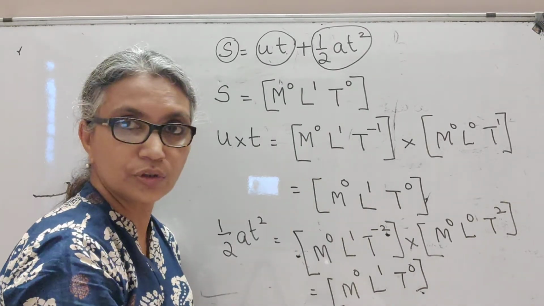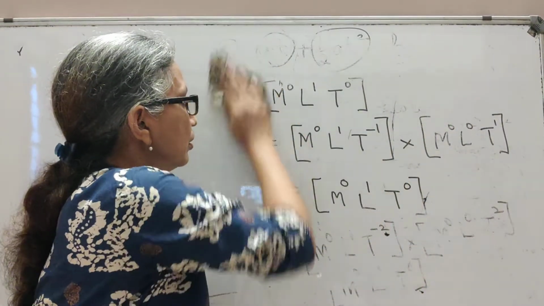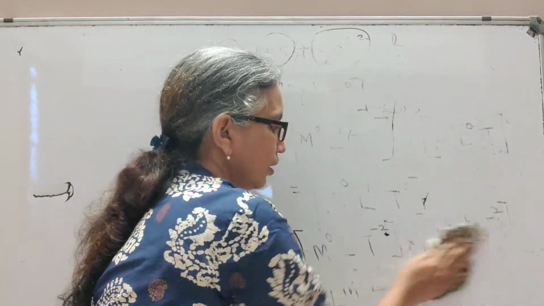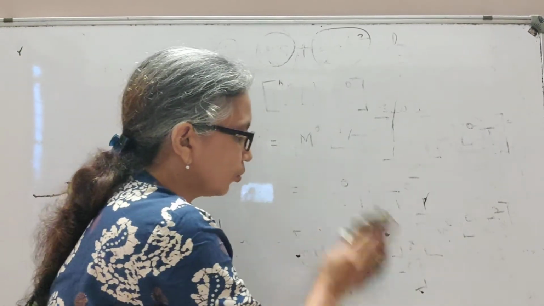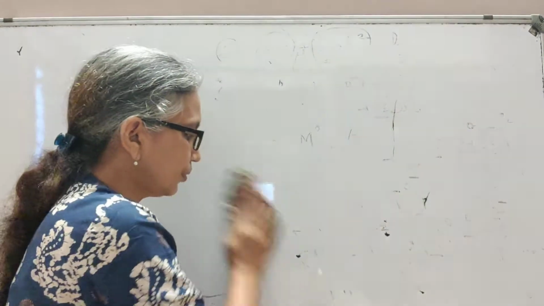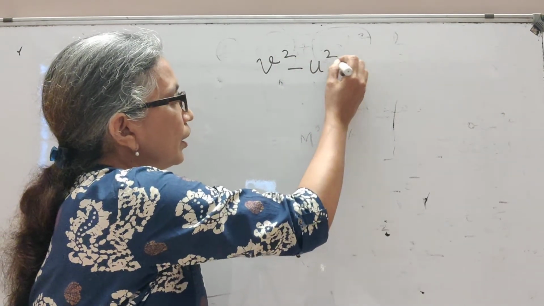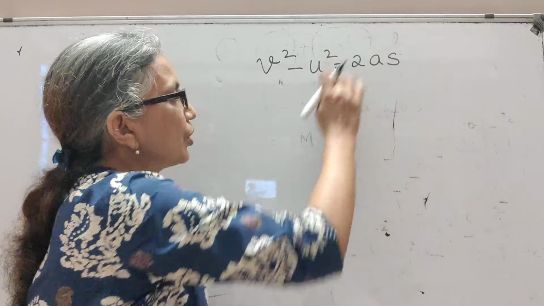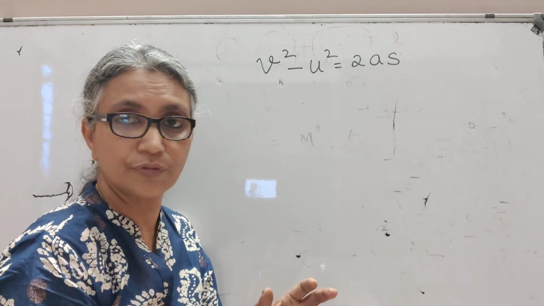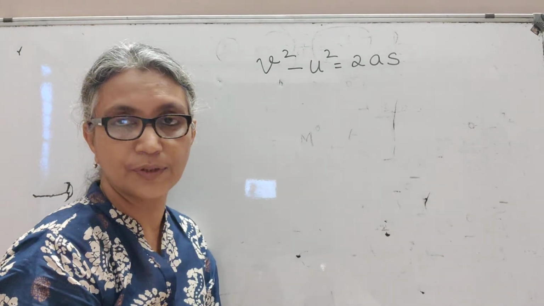Okay, I will show you one more example, a simple one. The third equation of motion. The third equation of motion is v square minus u square equal to 2as. That's the third equation that we have in the equations of motion, which I hope you know. v is the final velocity of the particle, u is the initial velocity of the particle, a is the acceleration of the particle, and s is the displacement of the particle.